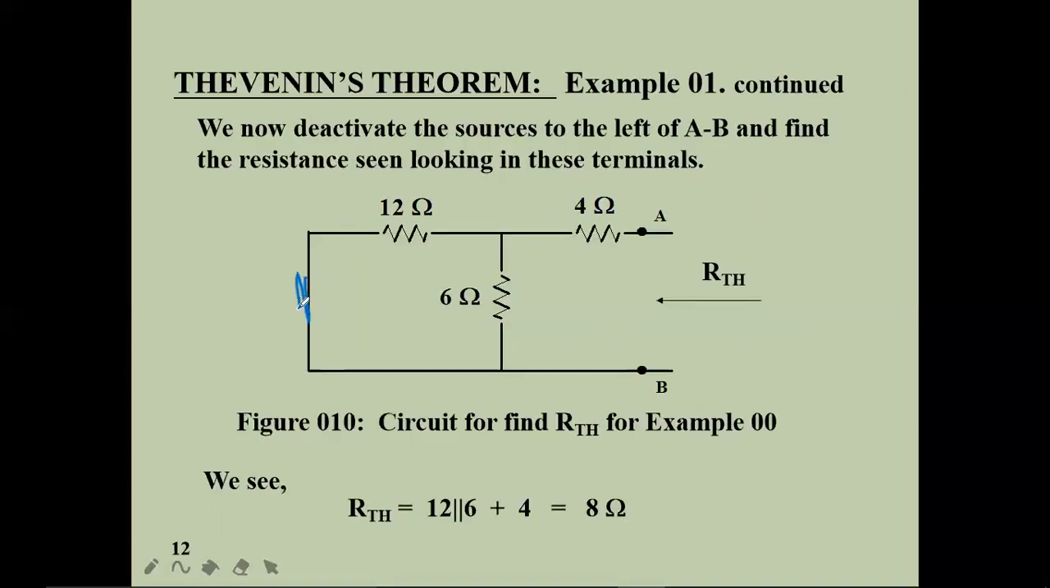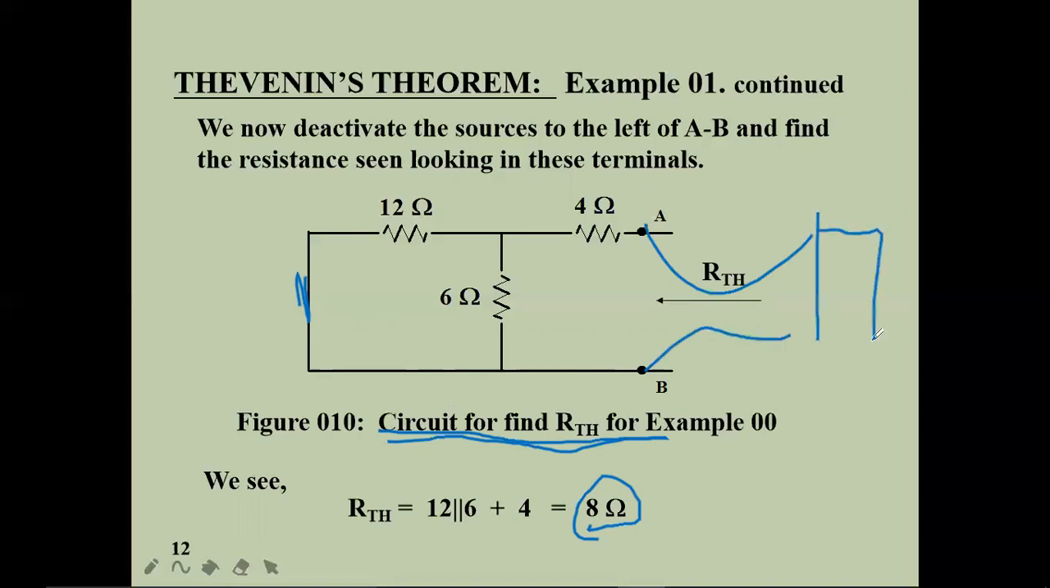Right. After short circuiting, the 12 and 6 ohms are in parallel. The result will be in series with the 4 ohms resistor. Hence the value will be 8 ohms. If you have any doubts, please ask from your side. So this is the circuit to find RTH. This is RTH. You can measure it in a practical way. You can use a DMM, and on the DMM you can measure the ohmic value of this network. So this is the way of finding RTH.